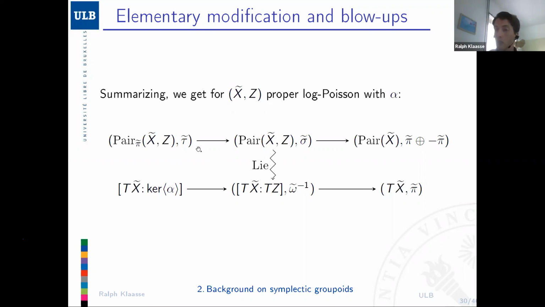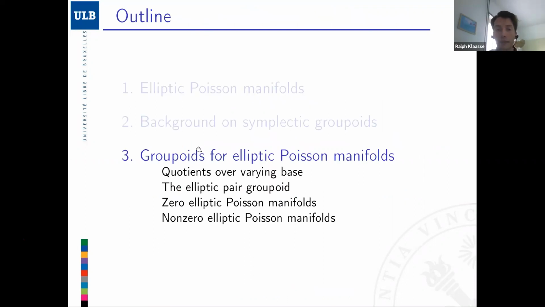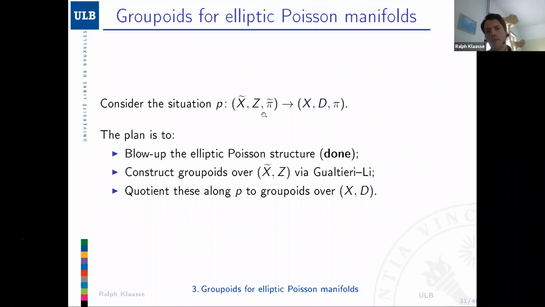Let's now try to figure out what to do in the elliptic setting. So that's the third thing. I have a little bit of time. So what we want is to start with an elliptic Poisson manifold (X, π), blow it up, and then do this. You might think that you can just directly construct the groupoids downstairs, over X, but we don't currently know how to do that.